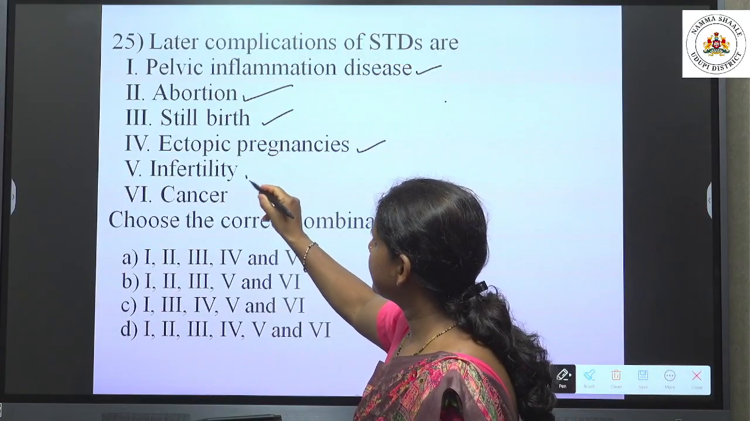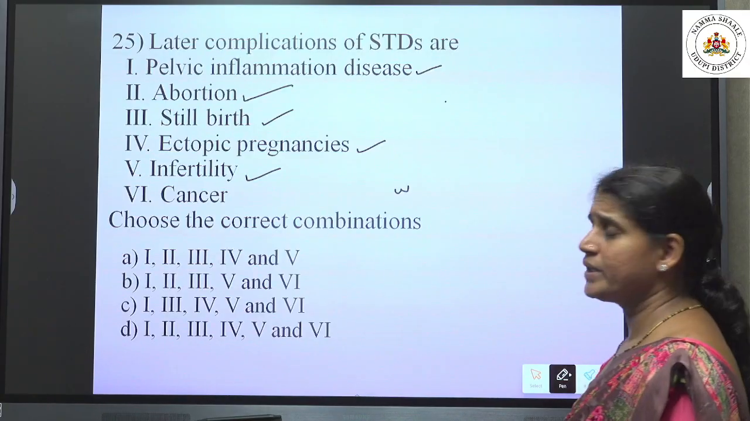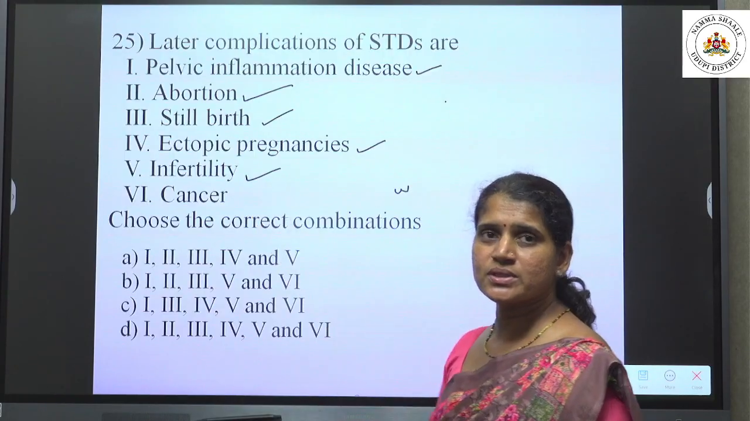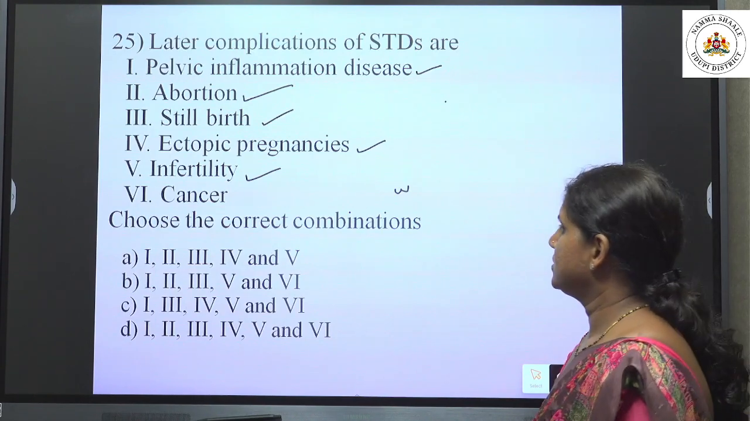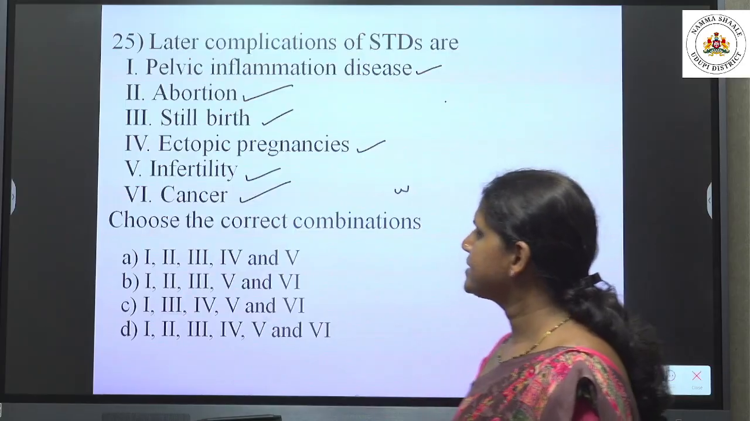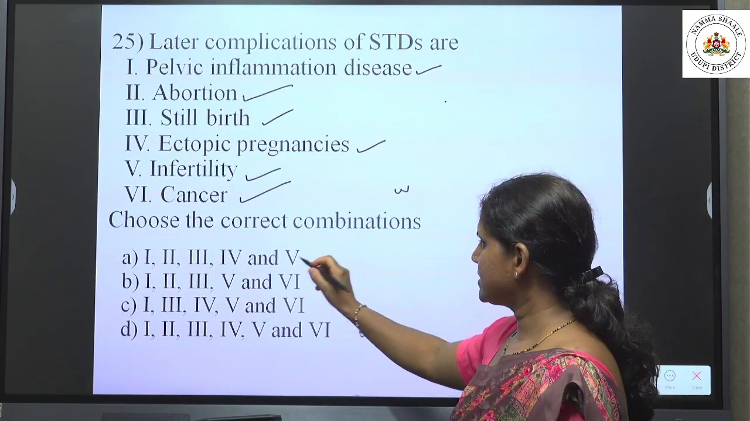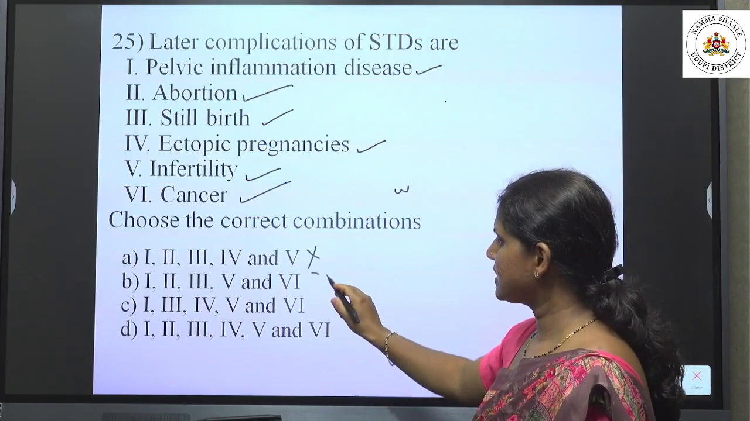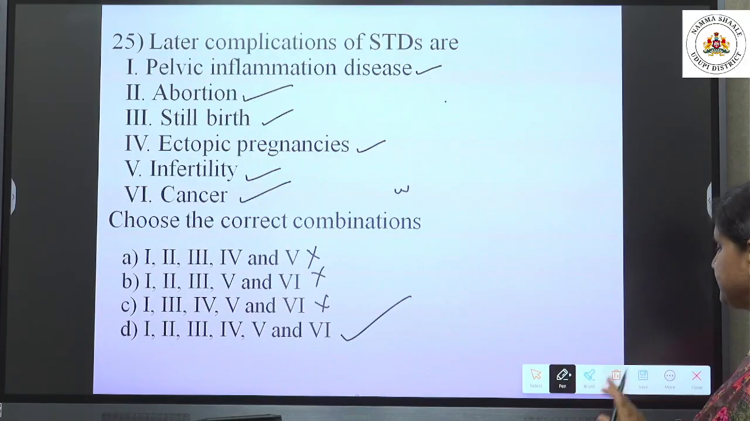And then infertility, yes, that mainly leads to infertility. The couples are unable to produce children in spite of unprotected sexual cohabitation. And similarly it leads to cancer. So hence all the options are correct. This is the wrong one, and this is also wrong, this is also wrong. Hence the correct answer is D.